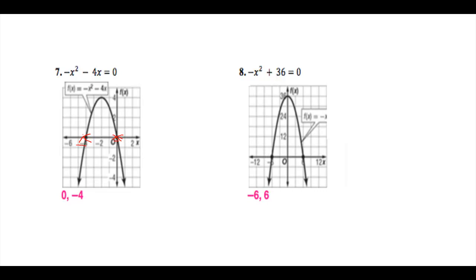And next one, negative x power 2 plus 36 equals 0. Of course, here it will be maximum because the coefficient of x power 2 is negative. So the solution here we have is negative 6 and 6. Why? Because the intercept between the curve and the x-axis is negative 6 and 6. So the solution will be negative 6 and 6.